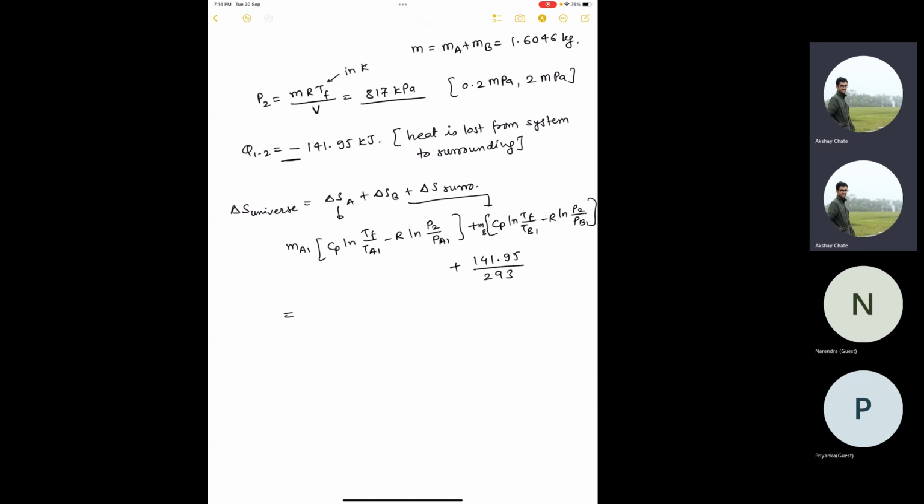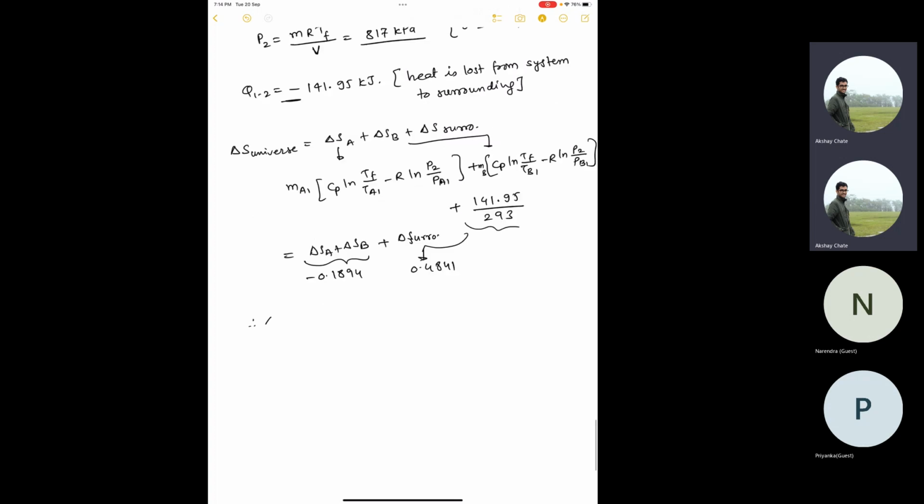This delta S A plus delta S B term comes out to be minus 0.1894, and this delta S of surrounding, which is this term, comes out to be 0.4841. So basically your delta S of universe is 0.2947 kilojoule per Kelvin. It's a capital K. So it is greater than 0. So this is a possible process.